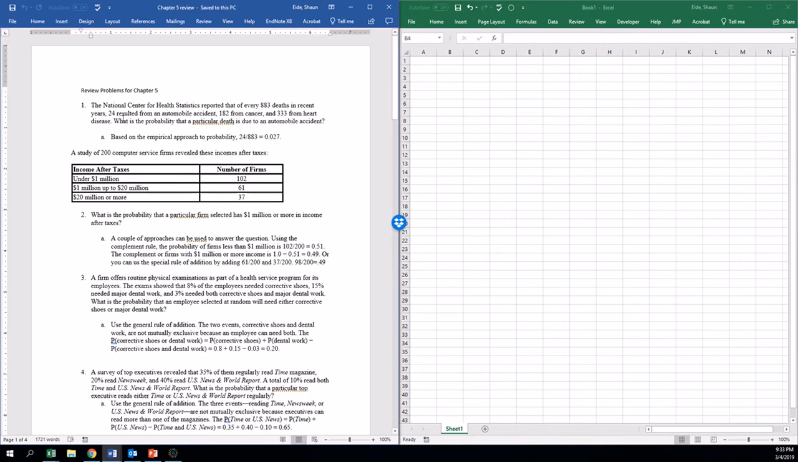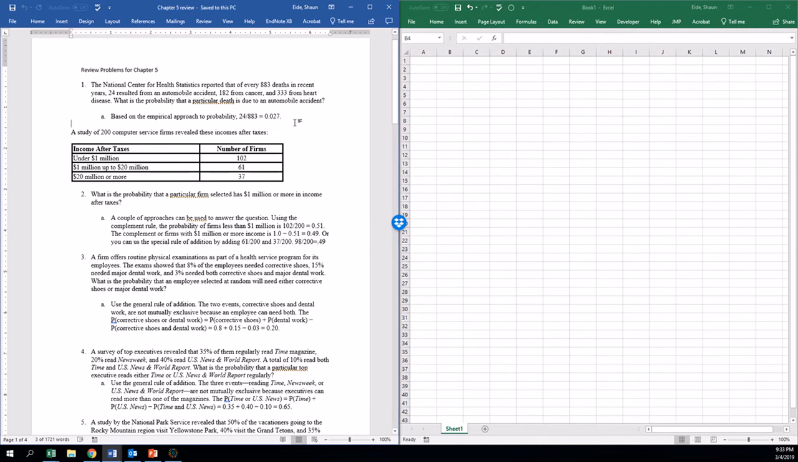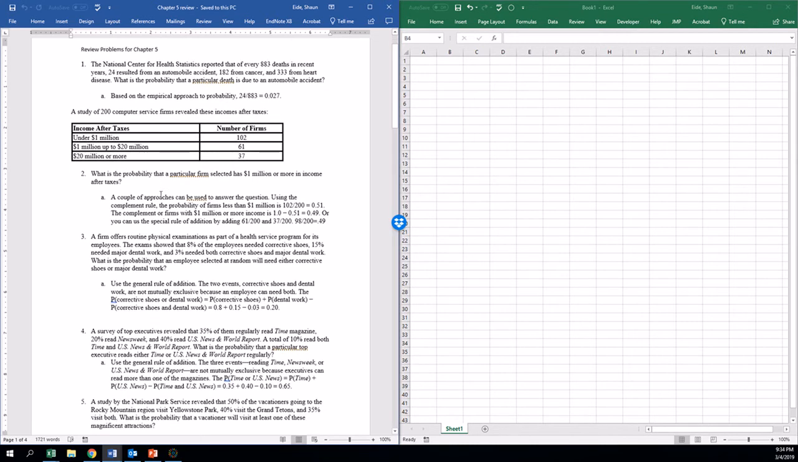So all that you do here is you take 24, which is the number from the automobile accident, and you divide it by 883, which 24 divided by 883 is 0.027. 0.027 is the probability. Next, a study of 200 computer service firms revealed these incomes after taxes. That income after tax for these computer firms, 102 were under 1 million, 61 were 1 million to 20 million, and 37 were 20 million or more. What is the probability that a particular firm selected has 1 million or more in income after taxes?